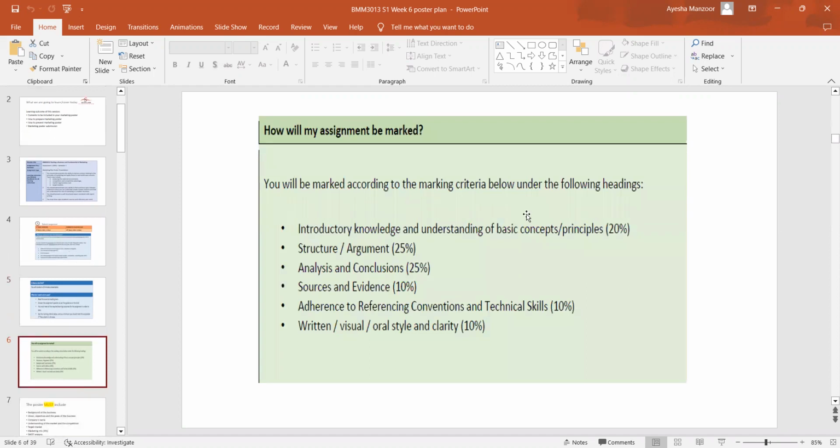The assessment percentages are provided. Your assignment will be marked according to the marking criteria below under the following headings, so you must be clear about that. If you are missing the basic knowledge and understanding of the basic concepts, then 20% of the marks will be gone. You will get nothing. So make sure you pay more attention toward the highest percentages, like 20%, the structure and argument at 25%, and analysis and conclusion at 25%. So please pay attention to these marking criteria.